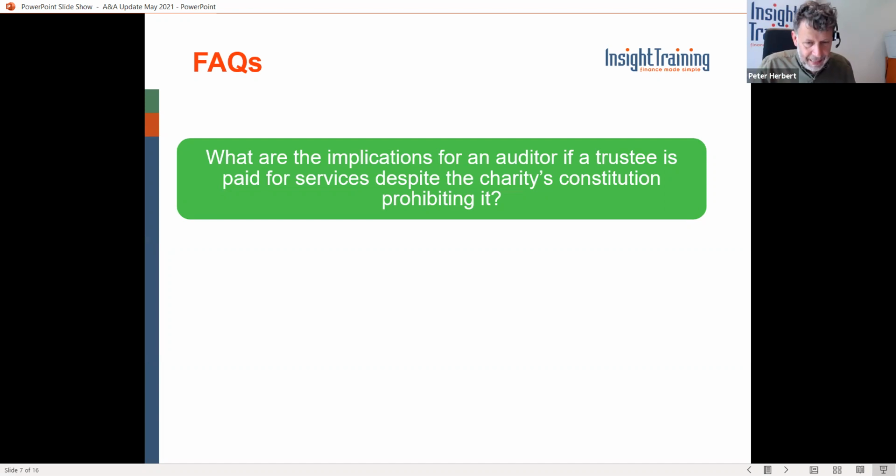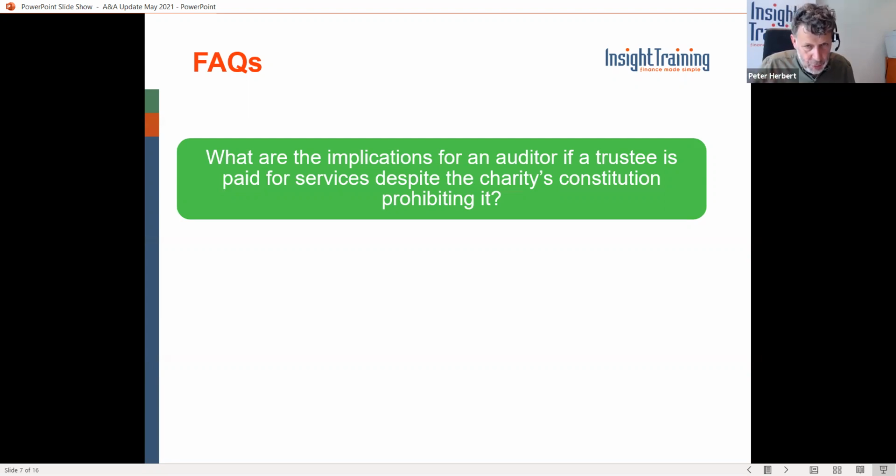Now, the accounts can be finalised, the audit report can be signed off, but it's very important to ensure that that transaction is disclosed in the notes to the accounts of the charity concerned, along with a statement that that payment breaches or is in contravention of the charity's constitution itself. Both those things would need to be disclosed.